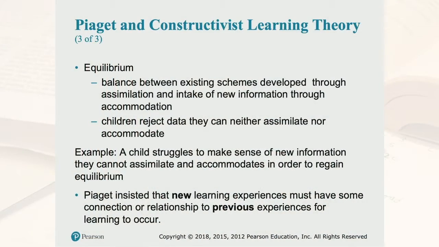He has another process of his theory called equilibrium. Equilibrium is a balance between schemes in assimilation, and it's the intake of new information into that accommodation. Children reject data if they can't accommodate or assimilate. They object to that data, maybe because they aren't ready in that stage of development to process that information and knowledge. An example of this is a child who struggles to make sense of new information but can't assimilate or accommodate it in order to reach that equilibrium.